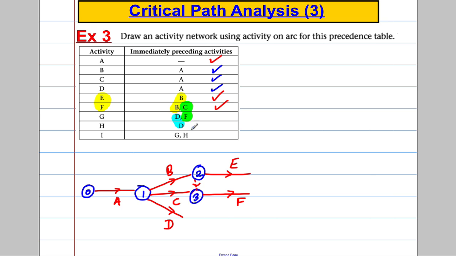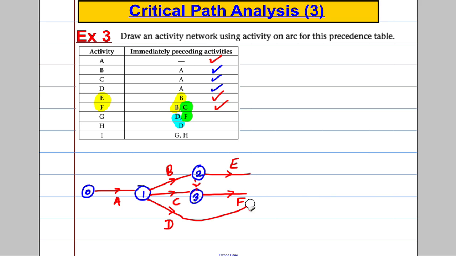So what we can do is, if we completed off D and F like that, and we called that, say, number 4, and we had that G was coming out, that would certainly show G is dependent on D and F. However, H only depends on D. So we have H coming out here, but it can only depend on D, it can't depend on F as well. So again, we're going to need a dummy.